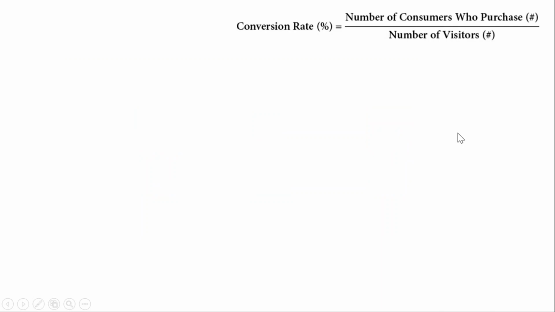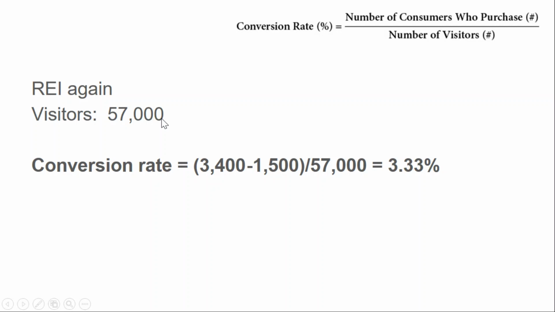Okay, conversion rates. Conversion rate is just the number of consumers who actually make a purchase divided by the number of visitors to the site in the first place. And this has nothing to do with the shopping cart and the abandonment rate. This is not the inverse of abandonment rate. This is a little different. Okay, so you got so many customers that are visitors that come to your website. What percentage of those actually make some sort of purchase? So sticking with REI, 57,000 visitors over a particular time frame. The conversion rate then becomes your number who purchased divided by number of visitors.